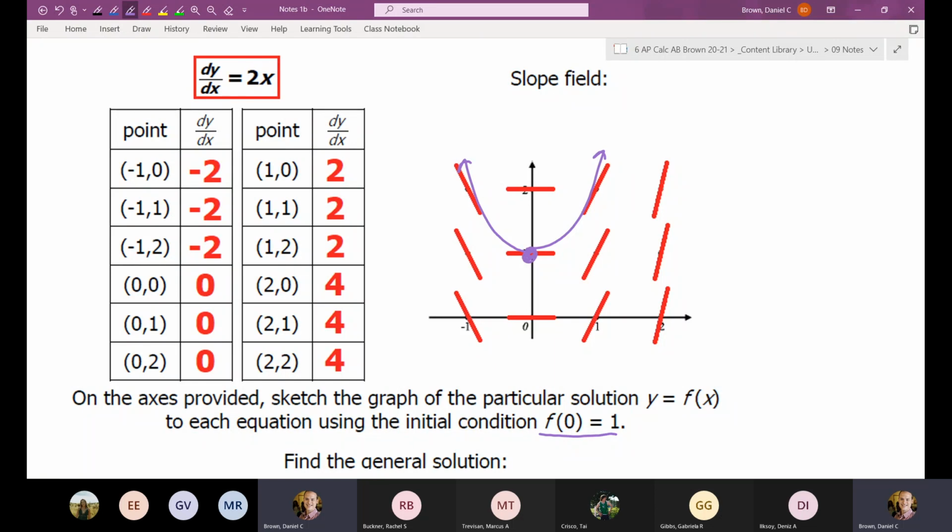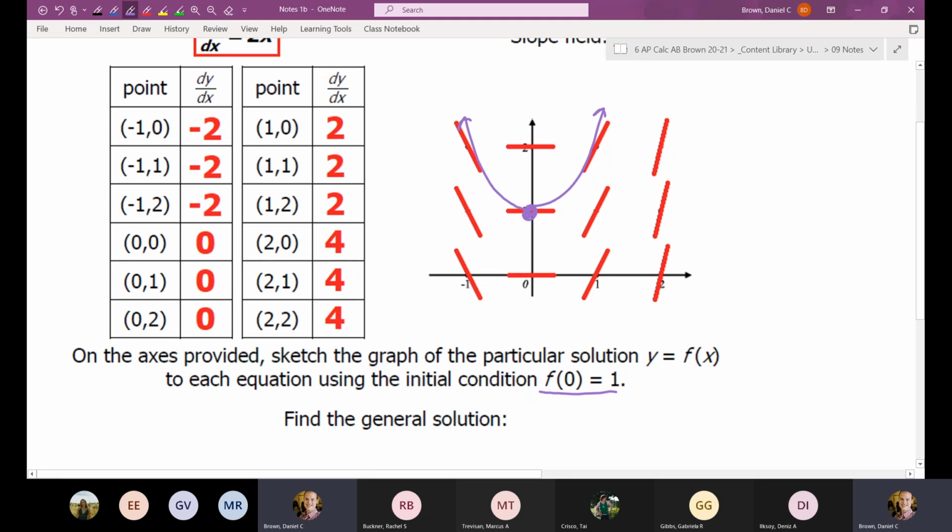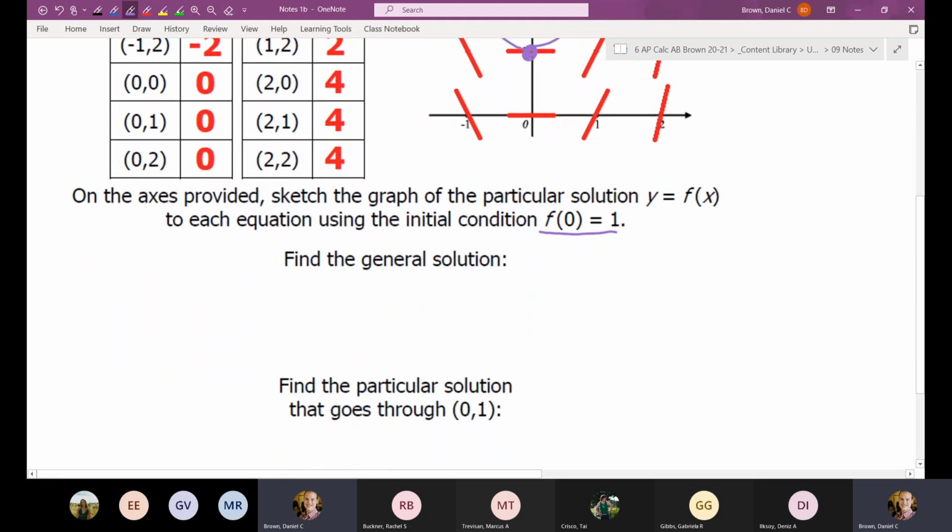We know how to find the antiderivative of this one, which is what we call the general solution. So I'm just rewriting it: if dy/dx is equal to 2x, what would I need to do to figure out what the original function is going to be? Take the integral. What's the integral of 2x? x squared, plus the C.